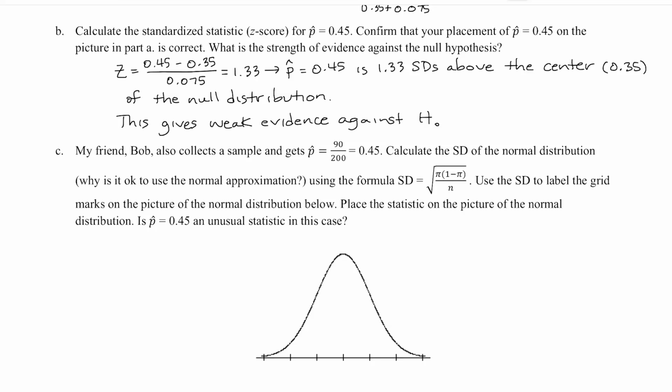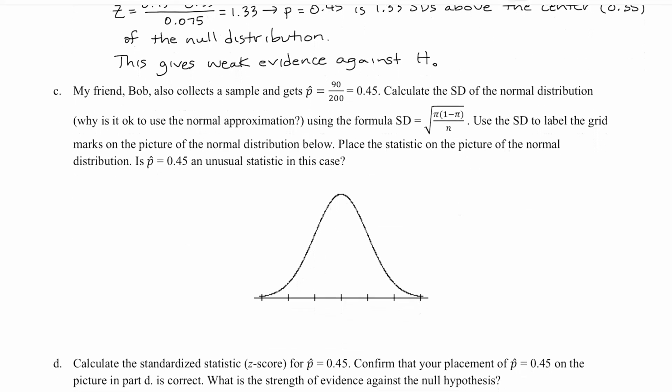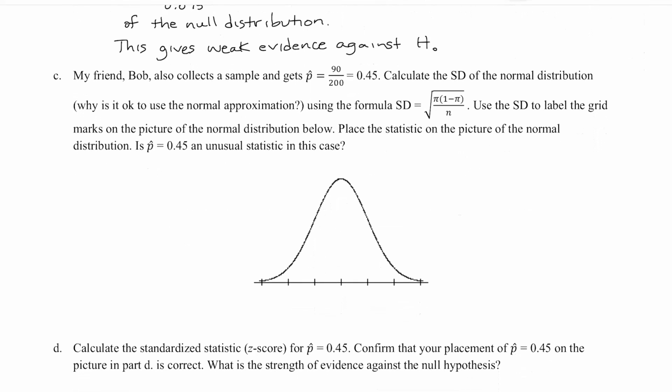Now let's do the second half of this. My friend Bob collects a sample and his p-hat is 90 out of 200, which is the same decimal, 0.45, as we had earlier with 18 out of 40. Now calculate the standard deviation of the normal distribution. Again, why is it okay to use the normal approximation?